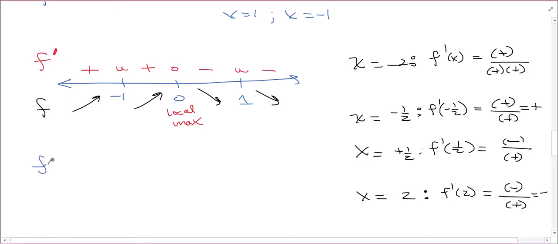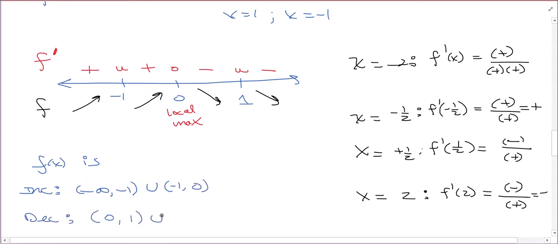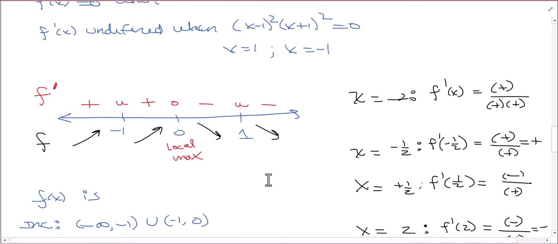So we can say f of x is increasing on, where is it increasing? Minus infinity to minus 1 union minus 1 to 0, and is decreasing on 0 to 1 union 1 to infinity. So with this, could we graph the function already? I know it has to increase, and then our local max here is at x equals 0.